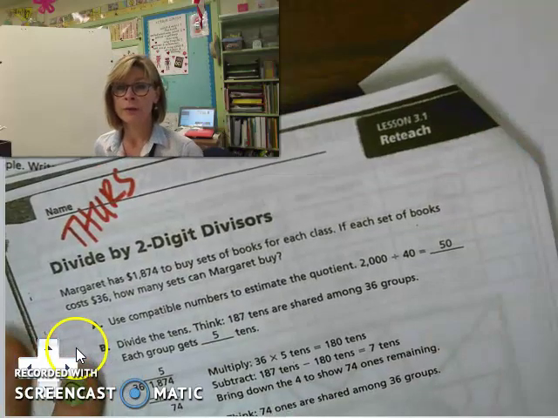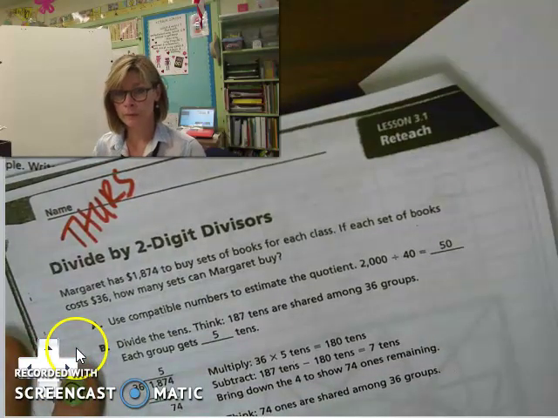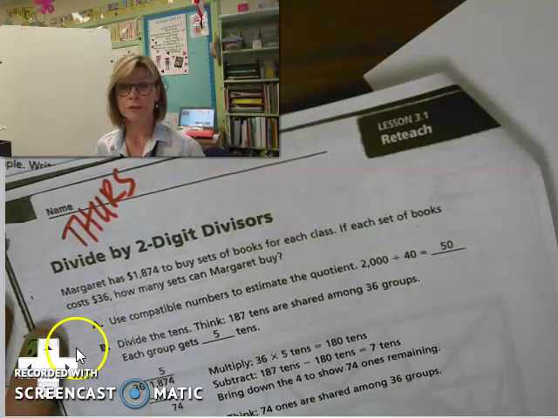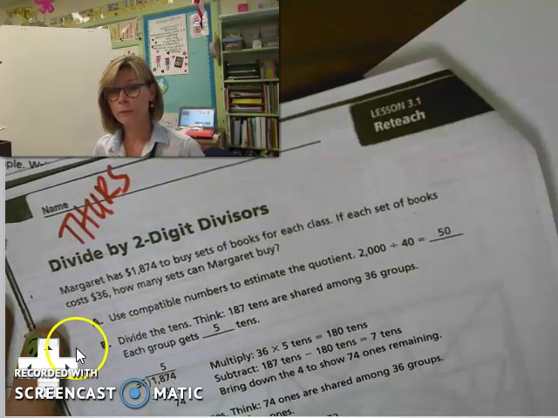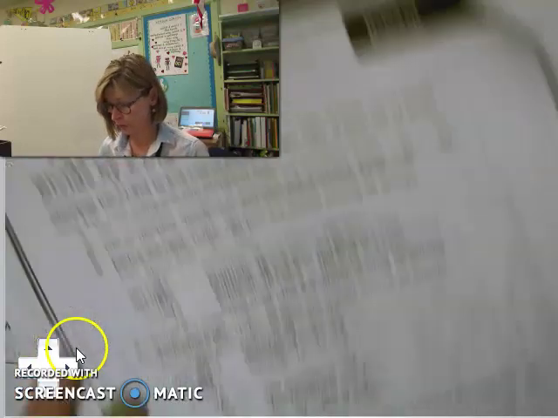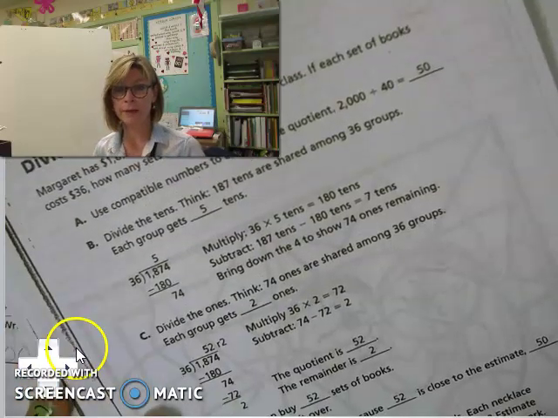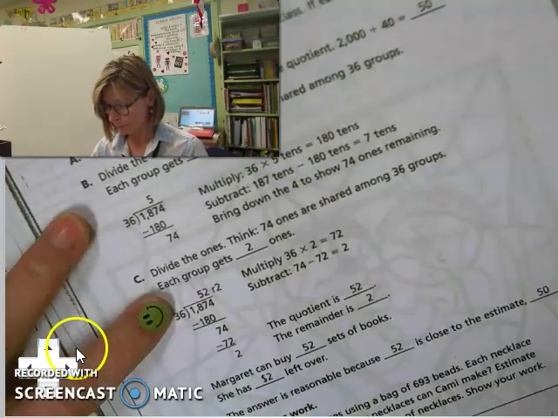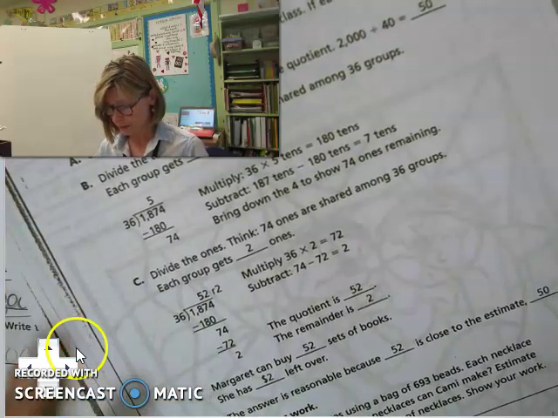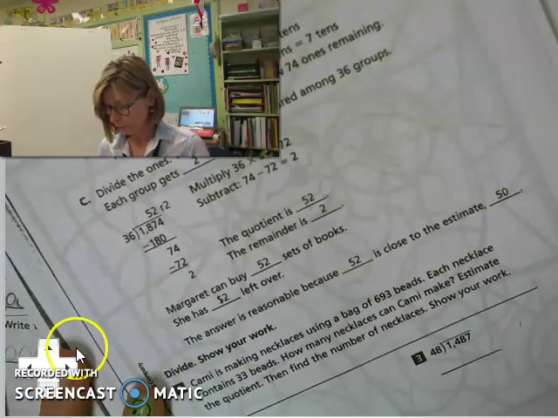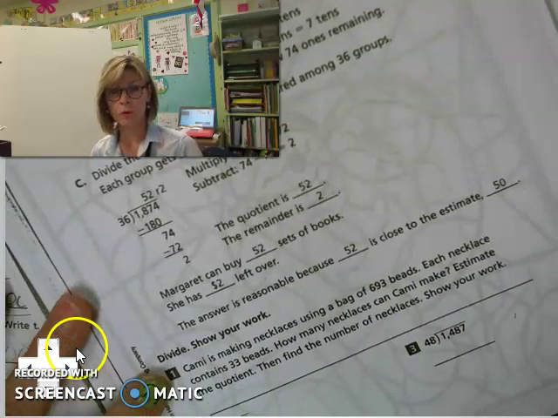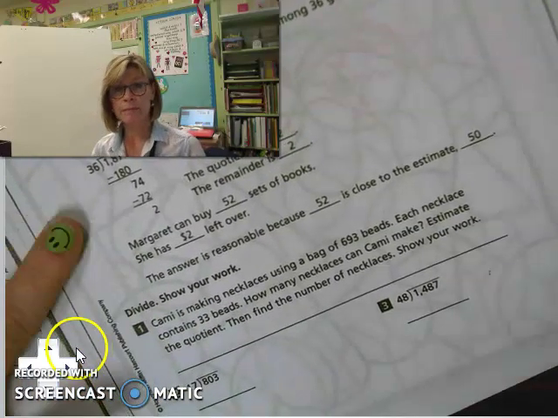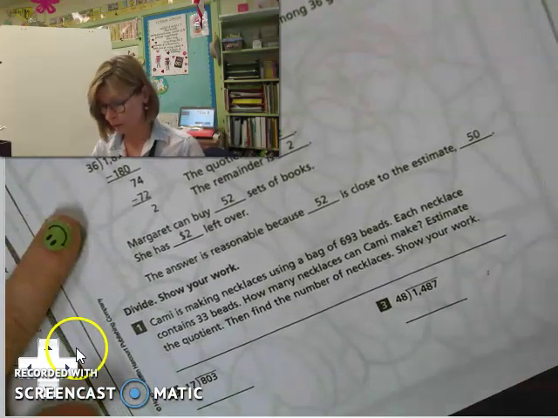All right, now we have talked about this process being using those partial quotients to subtract it out, and then we've moved on to the standard algorithm, which is what is being used on this page. And so we get an example here of how it's done, and we're going to go through one of these, the word problem right here, and use that same method to solve the problem.